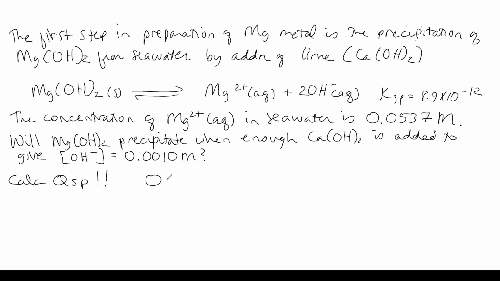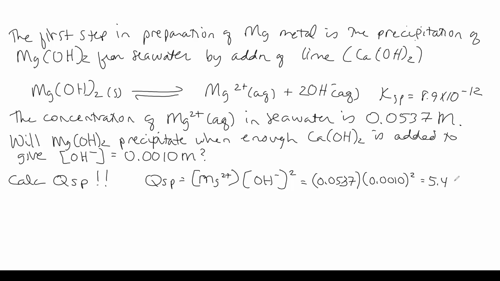Okay, so QSP is equal to magnesium 2 plus times hydroxide ion concentration to the second power. We're going to plug everything in, 0.0537 and 0.0010, and that's going to be equal to 5.4 times 10 to the negative 8 when we do the math. Okay, so there is the value for QSP. QSP is equal to 5.4 times 10 to the negative 8.